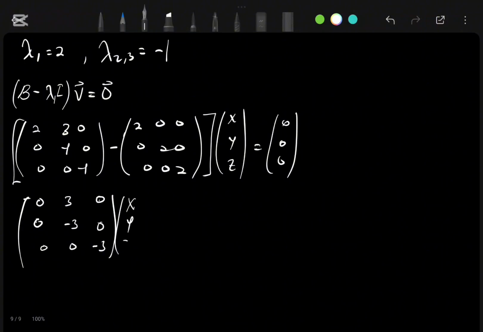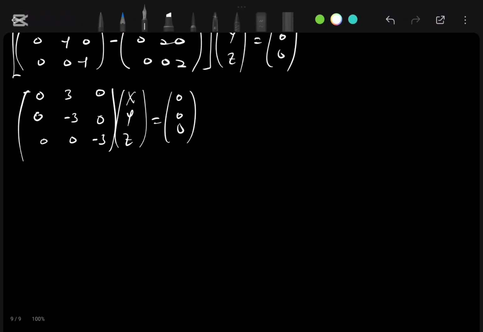Multiplied by x, y, and z, which is equal to 0, 0, 0. So from this expression, we can have 3y equal to 0, which implies y equals 0, and minus 3z equal to 0, so we have z equal to 0. But we don't have any expression which contains x, so we let x be equal to t.